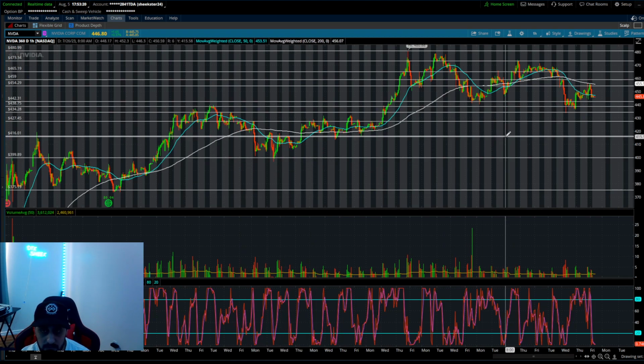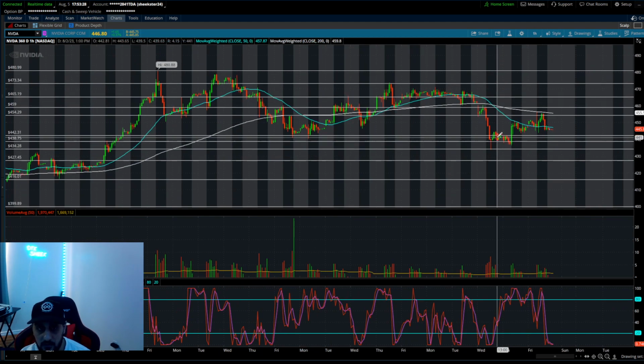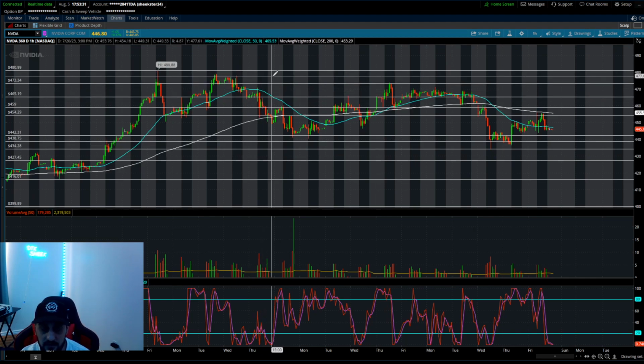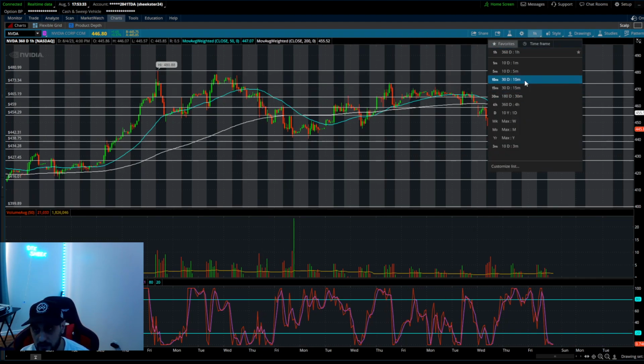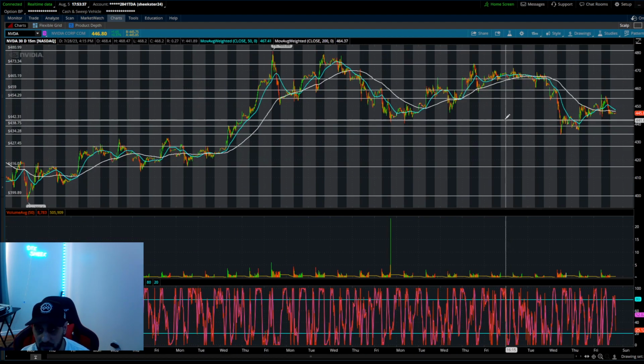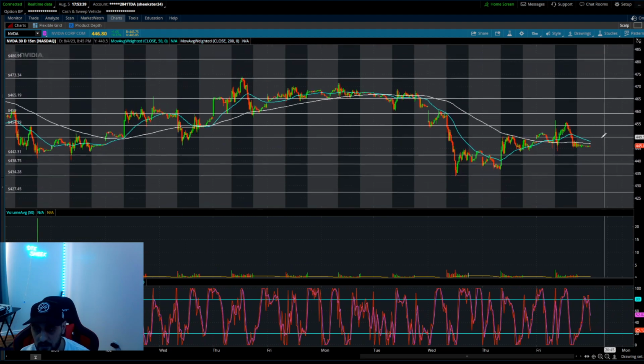Now you want to keep it as clean as you can too, because you don't want to start cluttering and marking every single thing, especially on the hourly. As we get to these lower time frames, you don't need to mark out every single thing. And here's why I tell you guys that: once we get down into the 15 minute, 5 minute, I'm not marking down any big areas.